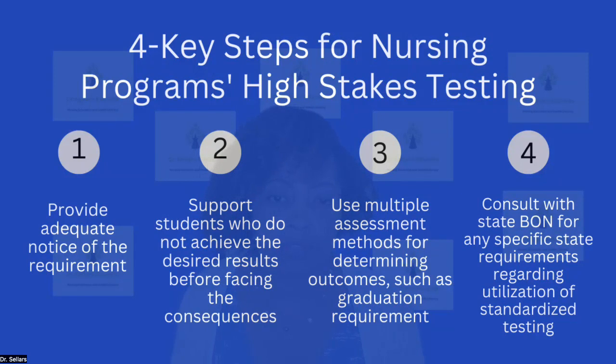Number 3 is to use multiple assessment methods for determining outcomes, such as a graduation requirement. We should have a list of requirements for students to matriculate or progress in our nursing programs and for graduation. So high-stakes testing should not be the only requirement for students to matriculate. There should be a lot of formative assessments where we're giving students feedback. And we also should have specific assessment tools that give us an indication once we scaffold their learning. We should also scaffold our evaluation strategy.